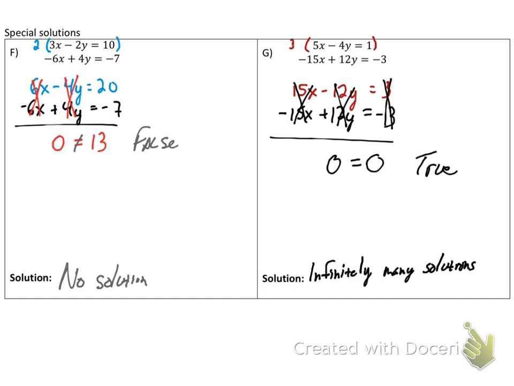Alrighty, so we went through a lot of examples in this video. Make sure you're copying those down. Make sure you understand the idea of multiplying equations together. Multiplying equations to manipulate them to get opposite coefficients so that you can eliminate.